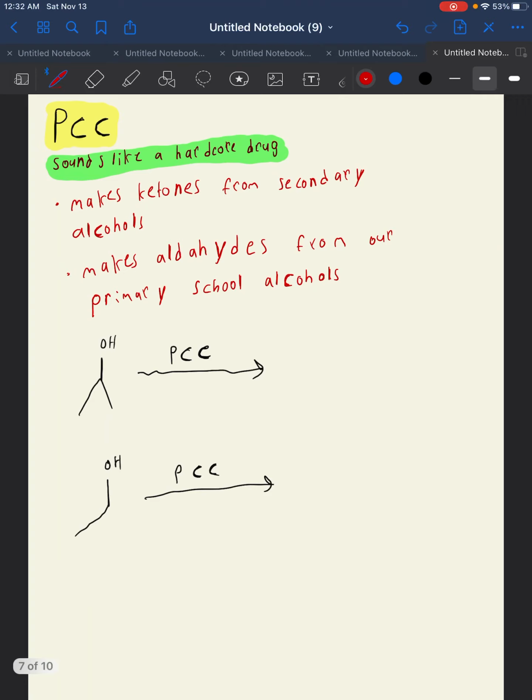So, our next reagent is PCC, and it sounds like a hardcore drug, but it's actually not. It is actually an organic chemistry reaction. It makes ketones from secondary alcohols and makes aldehydes from our primary alcohols. Oh my gosh, that is very loud. Okay, so with this secondary alcohol, it will actually make a ketone, and with this primary alcohol, it will make an aldehyde. And that's what PCC does.